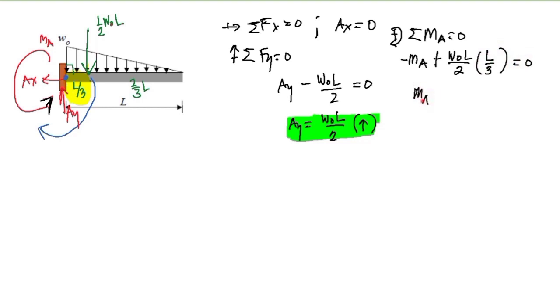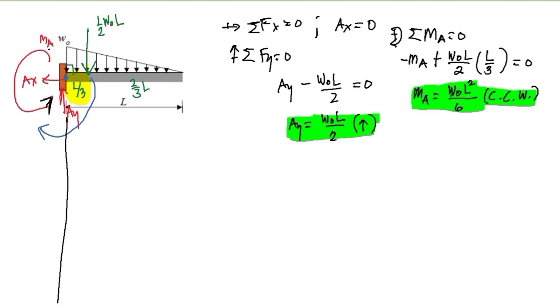Now, computing for the value of the moment at A, we have W sub O L squared over 2 times 3, that's 6. Okay? And since we have the positive moment, we have the correct assumption: the moment at A is directed counterclockwise, and positive yung lumabas, then tama siya na counterclockwise. And this is now the value of the moment at A, which is equal to W sub O L squared over 6. Okay? So it's time for us now to draw the shear and moment diagram.